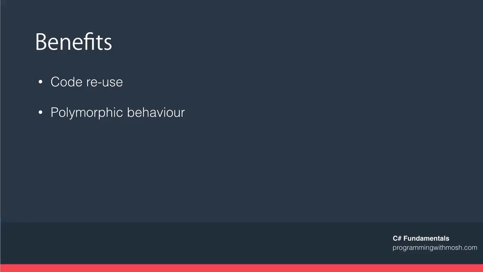Inheritance also provides polymorphic behavior, which is extremely powerful. But it's beyond the scope of this section. There is a separate section in this course called polymorphism, and that's where you will learn about polymorphic behavior. For this section, let's just see how we can use inheritance to get code reuse.